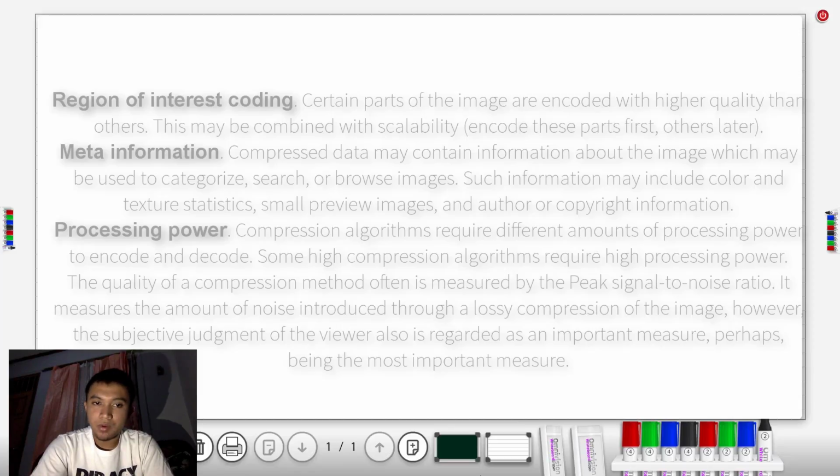And processing power. Compression algorithms require different amounts of processing power to encode and decode. Some high compression algorithms require high processing power. The quality of a compression method often is measured by the peak signal-to-noise ratio. It measures the amount of noise introduced through lossy compression of the image. However, the subjective judgment of the viewer also is regarded as an important measure, perhaps being the most important measure.